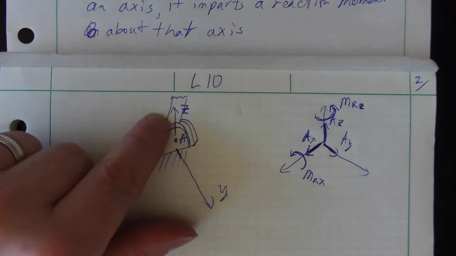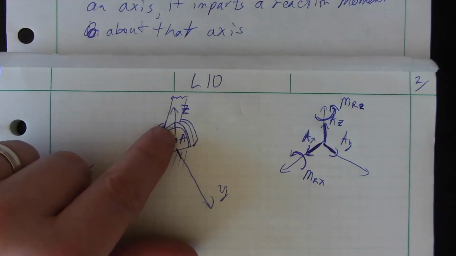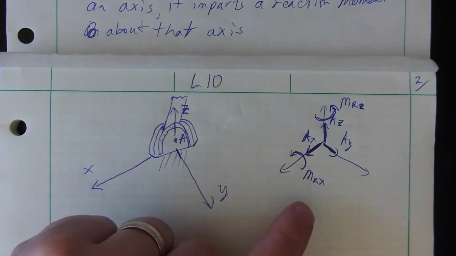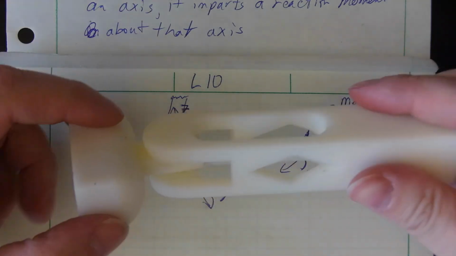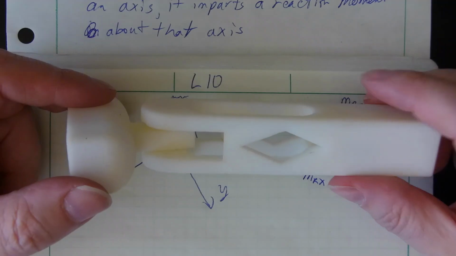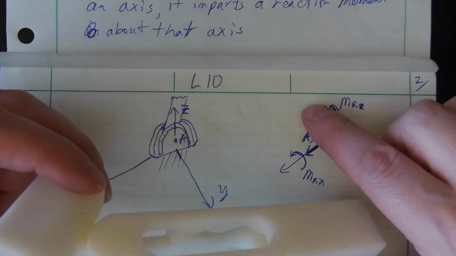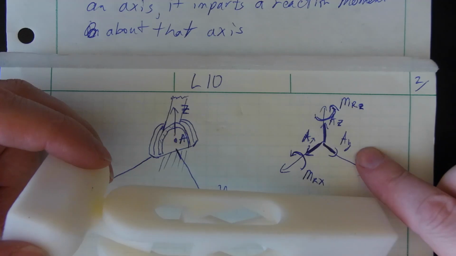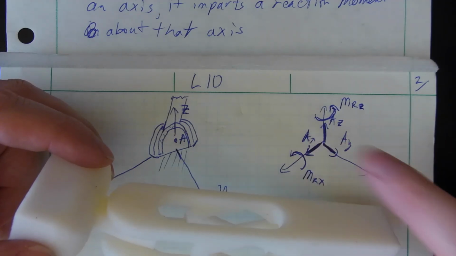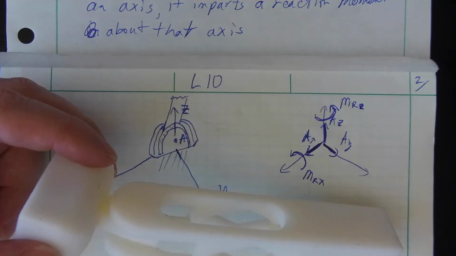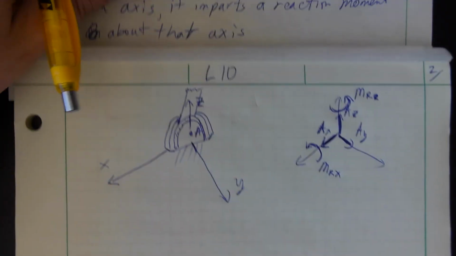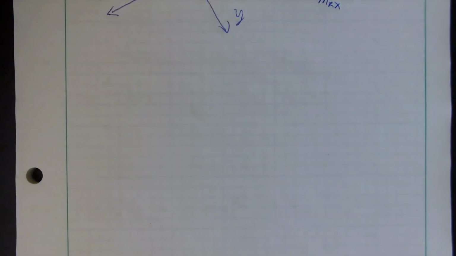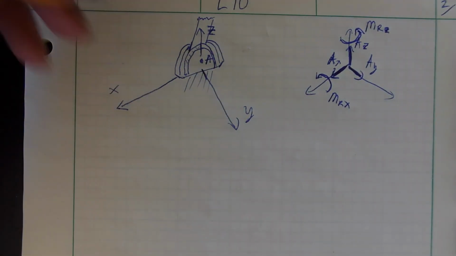Whatever axis you put the pin in, that is the axis where you do not have a reaction moment. If I put my pin now in the z direction, I can rotate about the z-axis, so there's no reaction moment in the z, but there's going to be a reaction moment about y and about x. Okay. Hopefully that helps. Seeing a diagram of it, I don't know how much that helps, but maybe seeing something in the flesh helps a little bit.